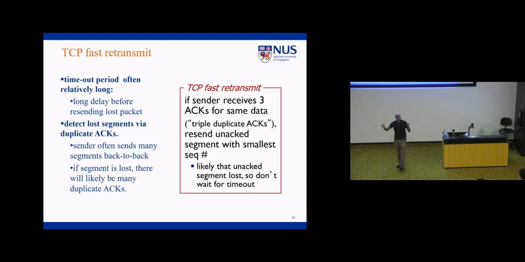Usually when you have a pipeline protocol, you're allowed to send multiple packets back to back, one after the other. Let's say one packet is lost, but the remaining packets make it through. And if you get acknowledgements for those, then you may think that something is wrong, right? So let me give you an example of how this works.